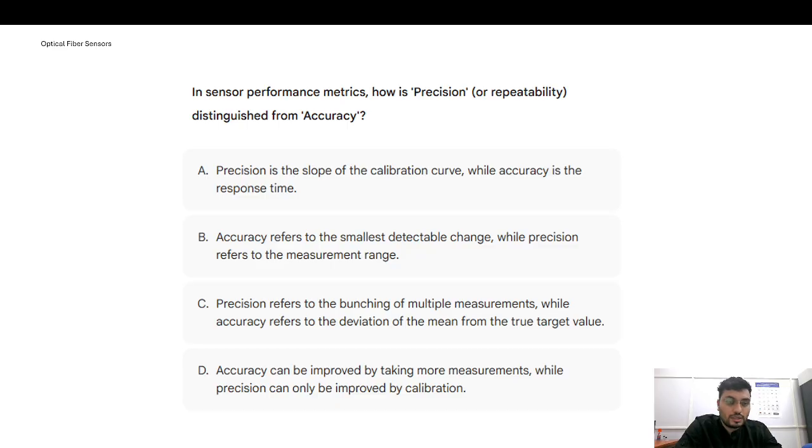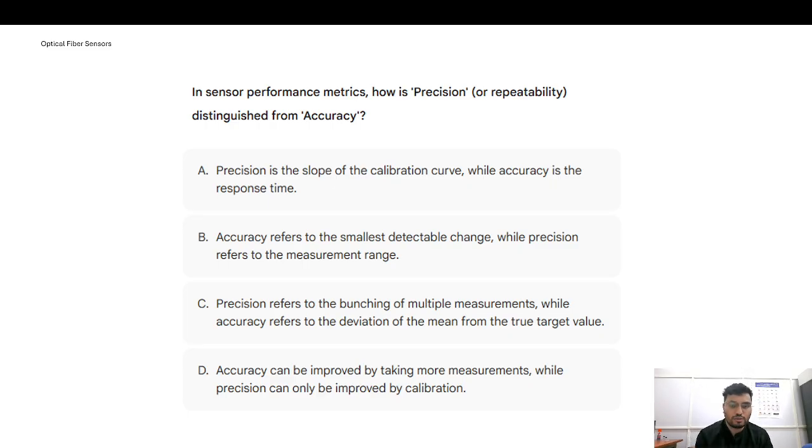Next question is, in sensor performance metrics, how is precision or repeatability distinguished from accuracy? So precision and accuracy, how is it distinguished? Let me know for this.